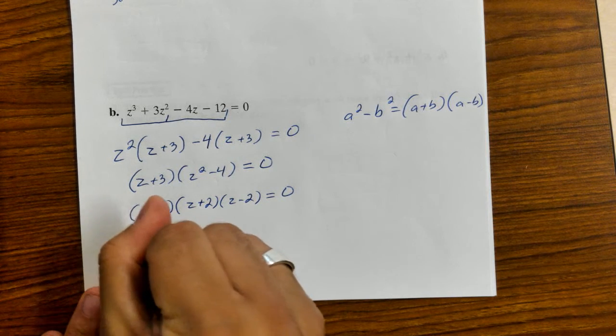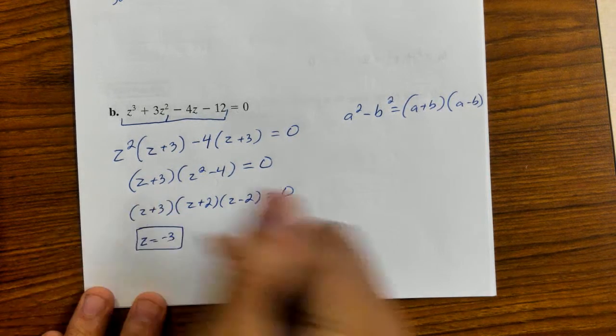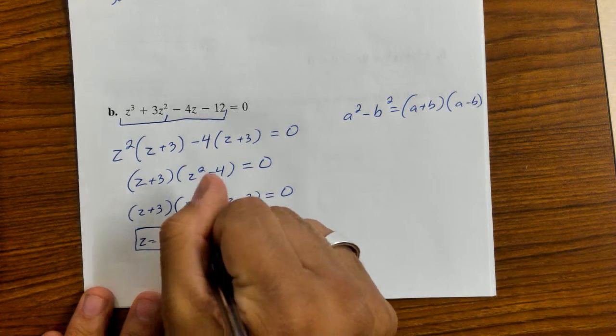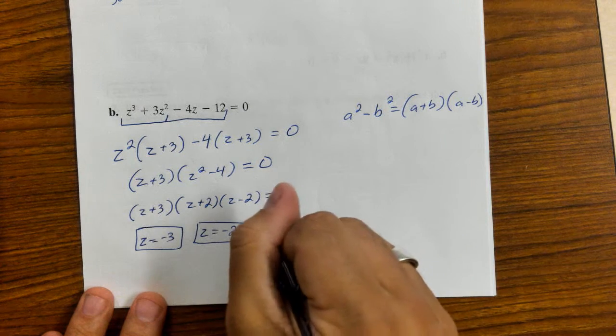Our first solution is z equals negative 3. From our second factor, our solution is z equals negative 2. And from our last factor, z equals positive 2.